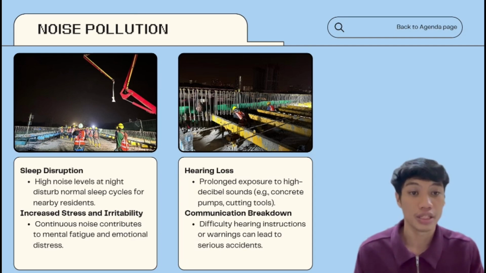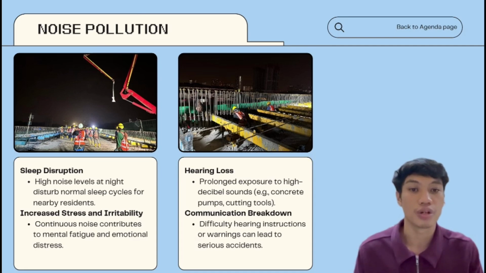High noise levels, particularly at night, can severely disturb normal sleep cycles, impacting overall well-being. Furthermore, this continuous noise contributes to increased stress and irritability, leading to mental fatigue and emotional distress for those living and working nearby. Secondly, and equally critical, are the impacts on the construction workers themselves.